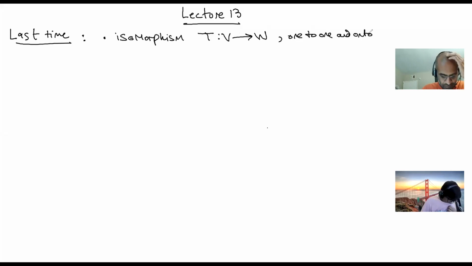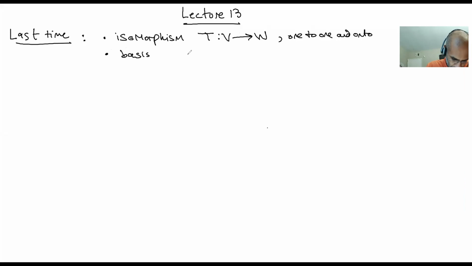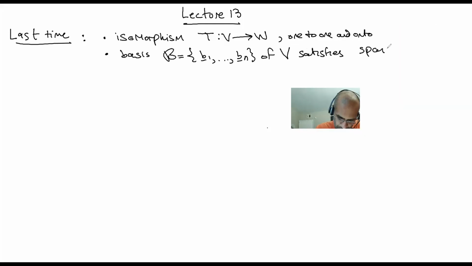And then we talked a lot about bases of a vector space. So a basis, let's call it script B, is a list of vectors. A basis of a vector space V satisfies two properties: that its span is equal to V and it's linearly independent.